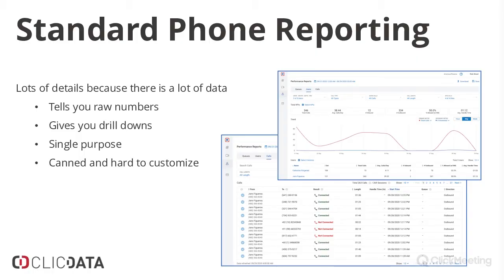Standard reporting is pretty good in most telephony products. RingCentral is no exception. They provide a lot of information. There's a lot of data in telephony reporting. They give you raw numbers. They let you do drill downs. The reports are single purpose, and they're canned, and they can be hard to customize.